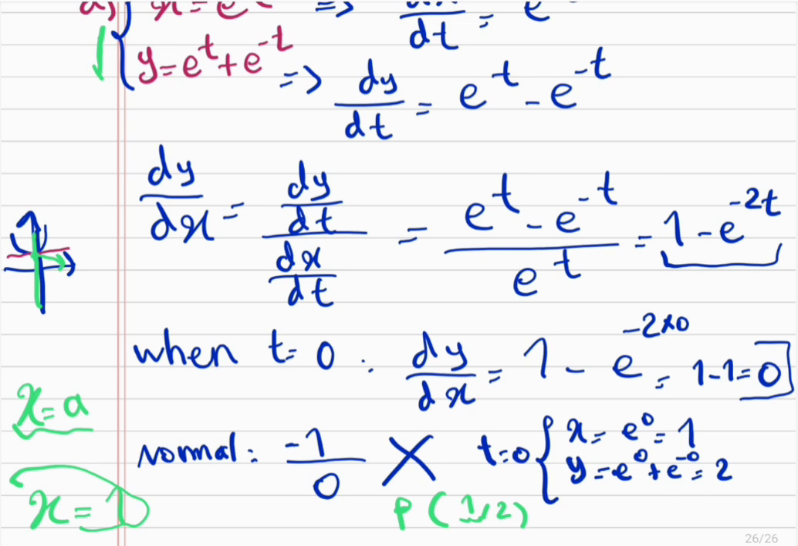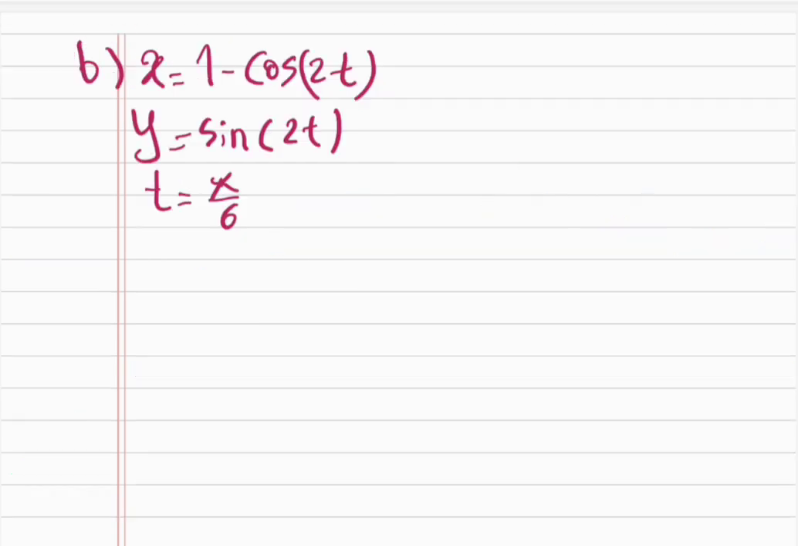Because again, the tangent is horizontal, don't forget that. So the normal is perpendicular to that, and that's the reason that the equation of the normal is x is equal to 1. Okay, part B.